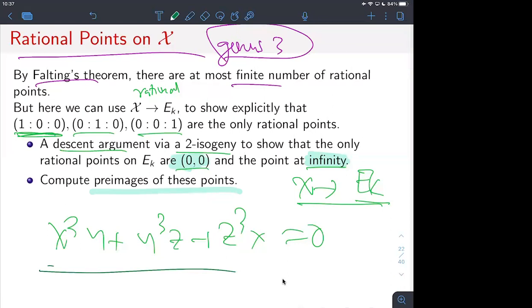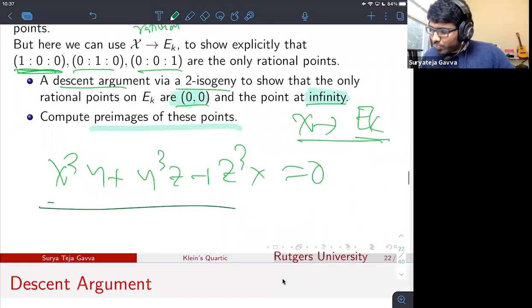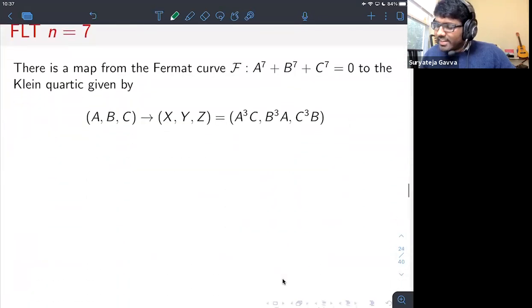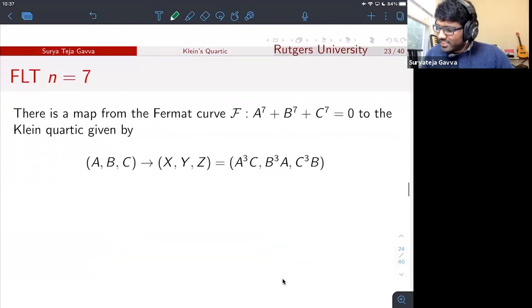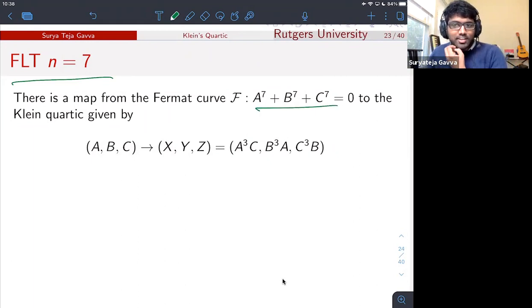Okay, so is this clear? Rational points, because of this map to the elliptic curve, can be easily found. I didn't write down that argument, the descent argument. It's something that Fermat would have done. Another application that follows almost immediately from what I said is that there are no solutions to Fermat's equation for n equals 7.